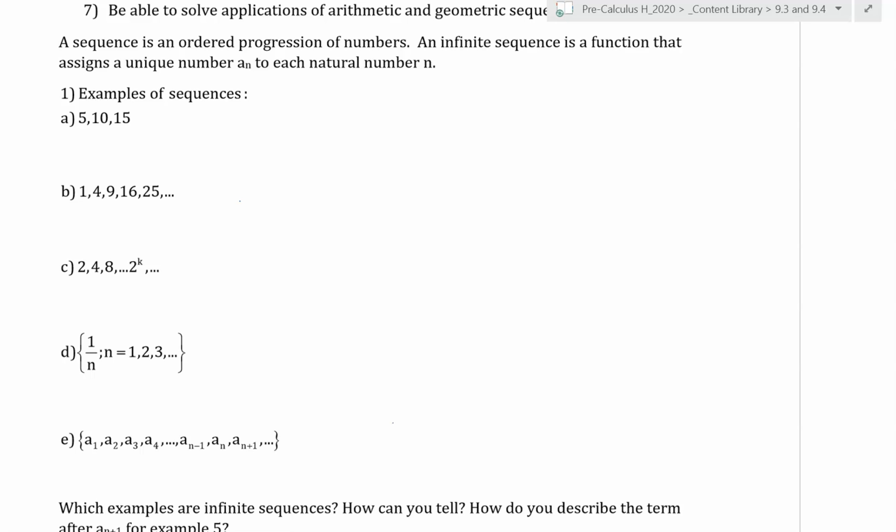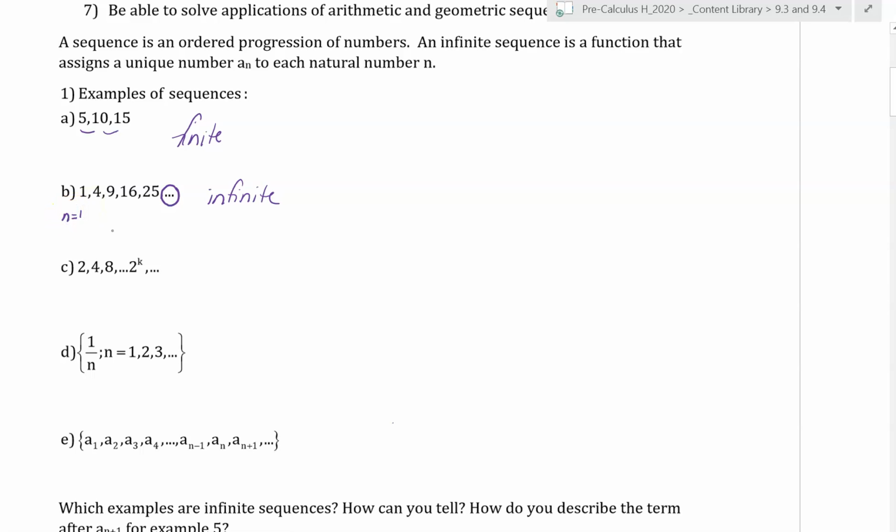Okay, so notice the first sequence is finite because it does not have these 3 dots that indicate that it keeps going. So B is infinite. There will be infinitely many terms in this sequence. Notice that the pattern here is you are adding 5. The pattern here, it might help if you think about the first term.